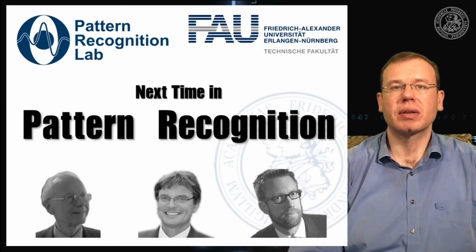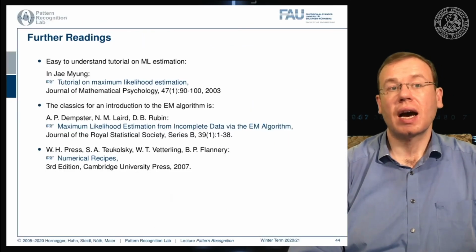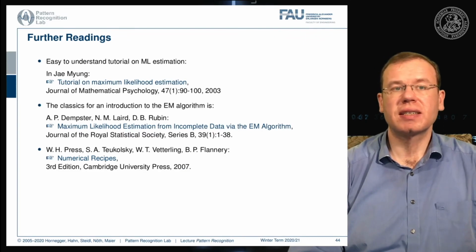So next time in pattern recognition, we want to talk about an application of the EM algorithm for image segmentation and simultaneous bias field estimation, and I think you will see that this is actually a pretty cool approach where you can then estimate this hidden information. I also have some further readings for you, which is a very good tutorial on maximum likelihood estimation. Then the classic introduction to the EM algorithm is the paper by Dempster, Maximum Likelihood Estimation from Incomplete Data via the EM algorithm, and of course also the Numerical Recipes is an important resource for us.